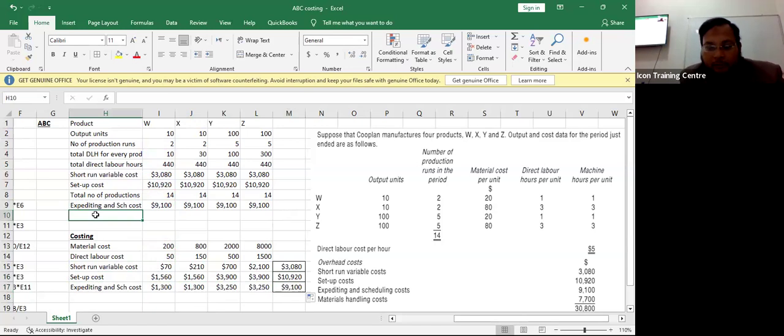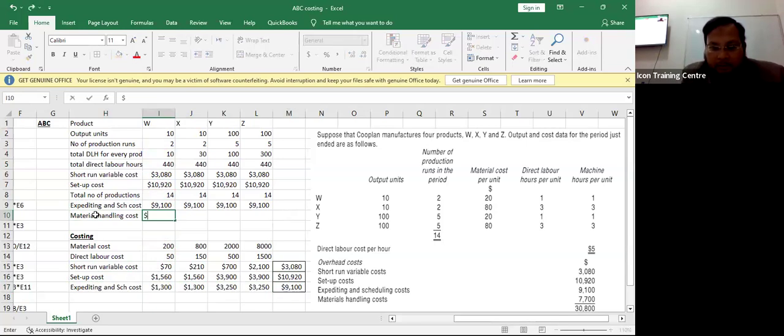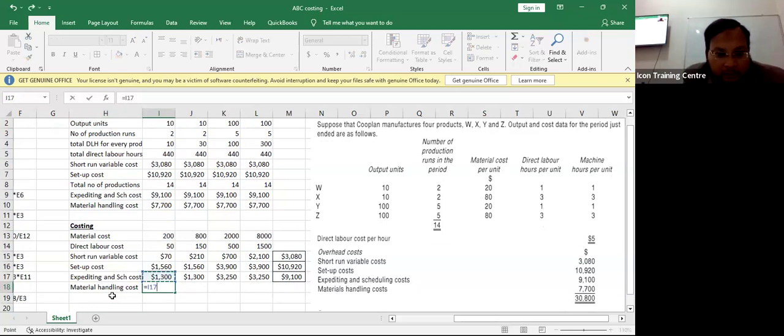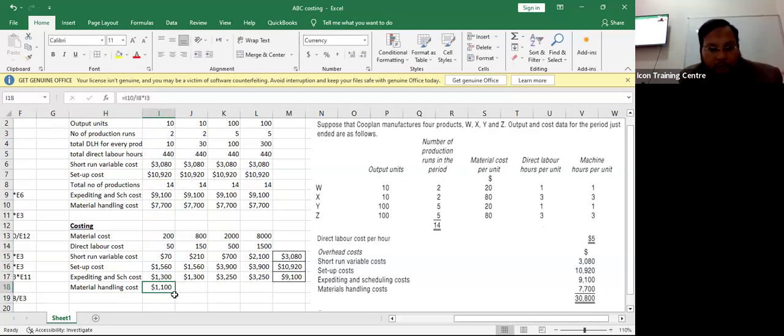And finally we have materials handling cost. And it is total how much? 7,700. And it will also be allocated on the basis of production runs. Material handling cost is equal to 7,700 divided by 14 multiplied by 2. So it will be this and it will be this.